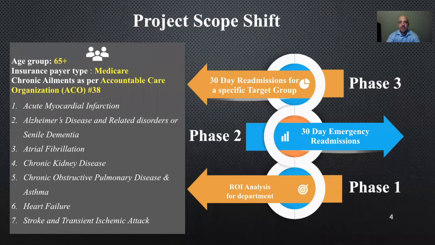We did experience a project scope shift, from an ROI analysis of a department to a key metric of interest to an organization, which is 30-day readmissions to an emergency department facility. By phase 3 we keyed in on a very specific population: seniors having Medicare as a payer type, looking at ailments in accordance with the Accountable Care Organization ACO 38 measure, some of the examples of which we see here on the left. I do want to point out that the client organization was not interested in these specific ailments, but rather the count of ailments associated with the patient.